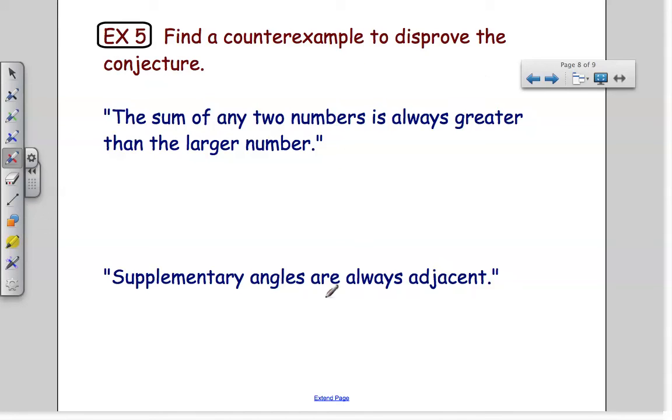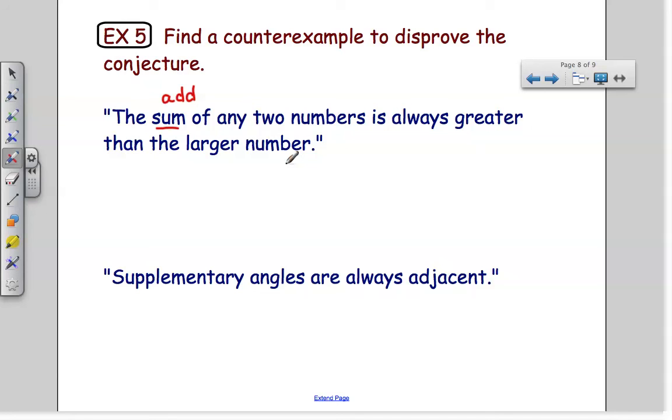So apparently these are both false, and I want to come up with examples that show why. This says the sum of any two numbers is always greater than the larger number. You gotta remember that word, sum. What does it mean to do the sum of any two numbers? Sum tells you to add. Hopefully I remember that. So the sum, or when I add any two numbers, it's always greater than the larger number.